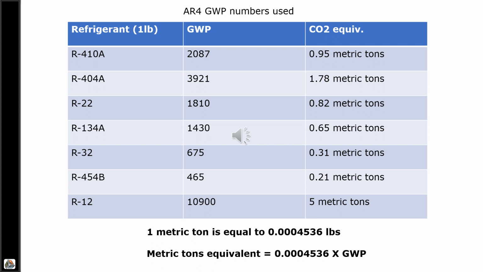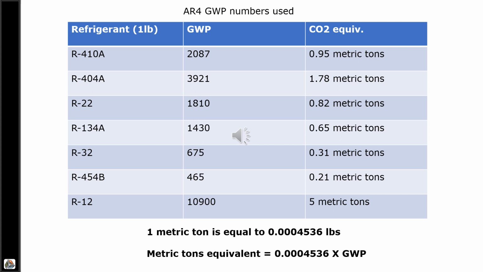The first step of the process is to figure out how many pounds US standard there are in a metric ton. There are, as it turns out, 0.0004536 pounds in a metric ton, so we can use that as our constant. The next step in the process is to multiply the GWP number, or global warming potential number, by our constant to find out what 1 pound of refrigerant is compared to a metric ton of CO2. Follow along as I go through the tables of refrigerants and show you the CO2 equivalent tonnage.